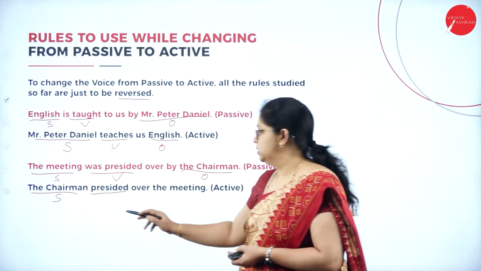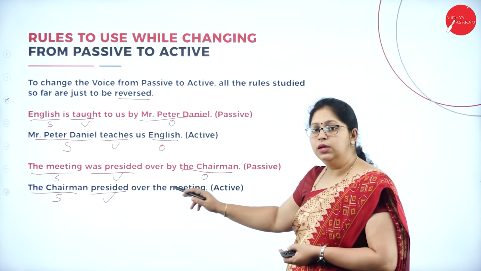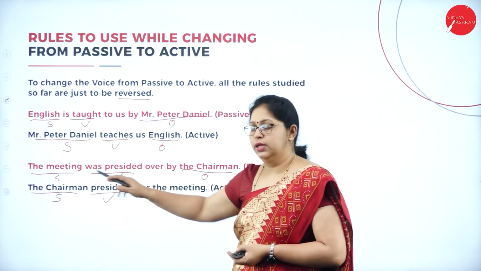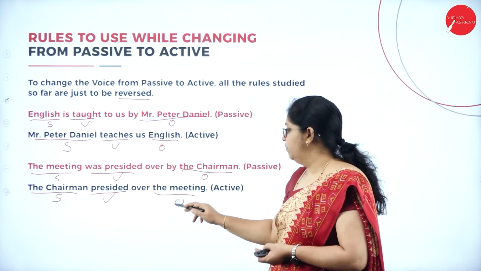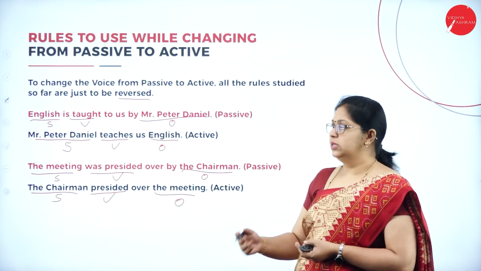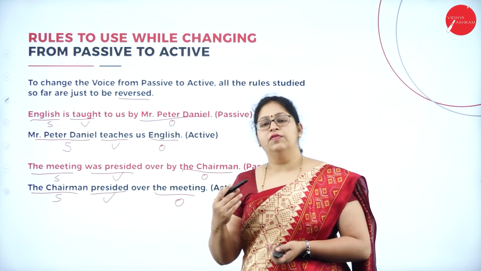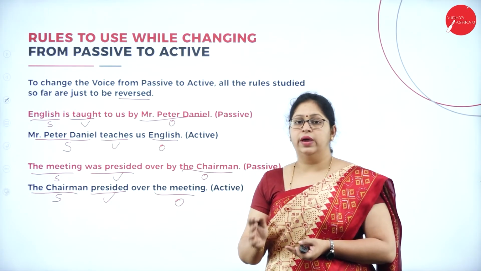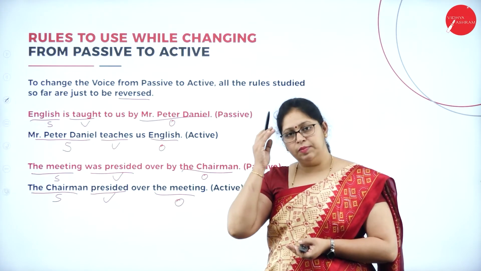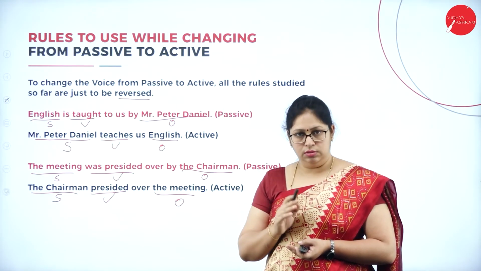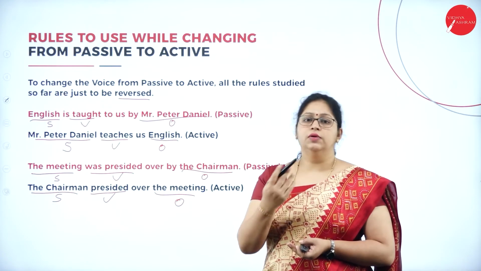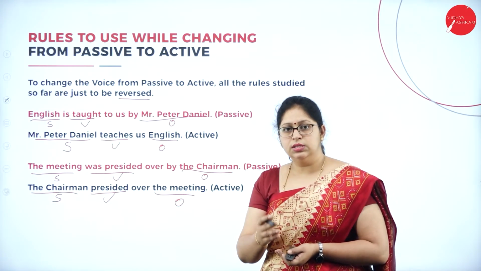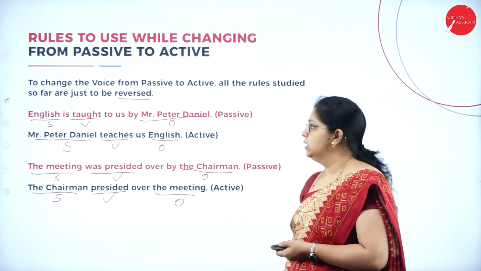Okay, simple past is a verb form. The meeting, the subject here becomes the object of active sentence. So, it is exact reverse of active voice to passive voice. If you are asked to change from passive to active, what you have to do? You have to remember the rules of active voice changing to passive voice. You have to reverse it. Okay. So, this is as simple as active voice.